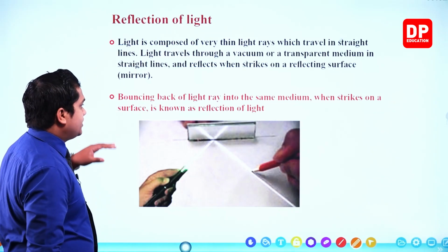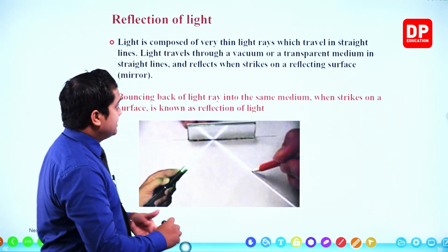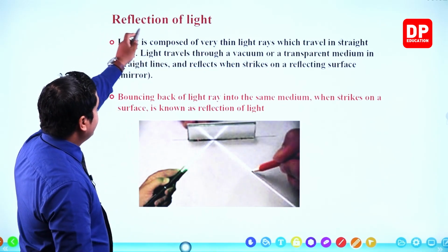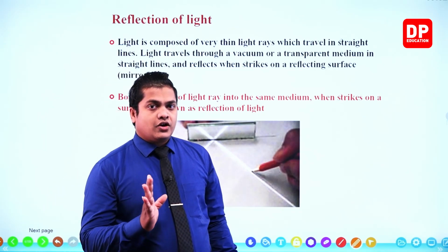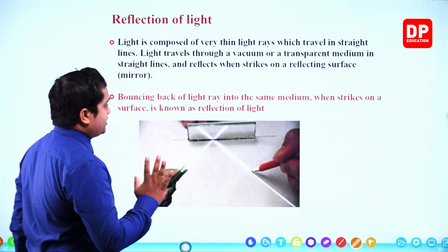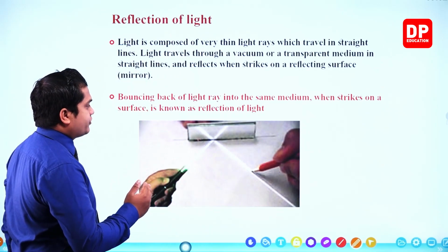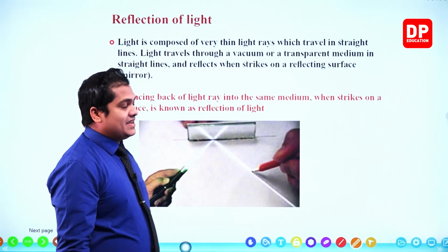Alright then. So here you are given a certain point. Now the main lesson that we are going to study is the reflection of light. This is the main subtopic we are going to study now. So now we are going to see what this reflection process is. You already know what reflection is, right? Bouncing back of a light ray into the same medium.